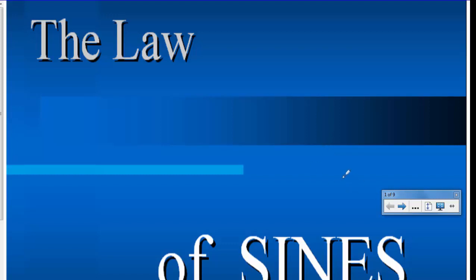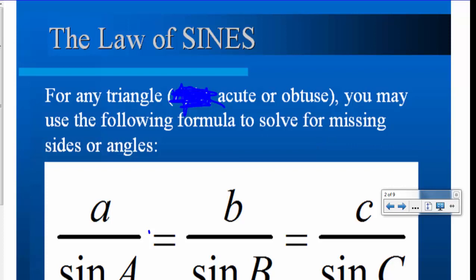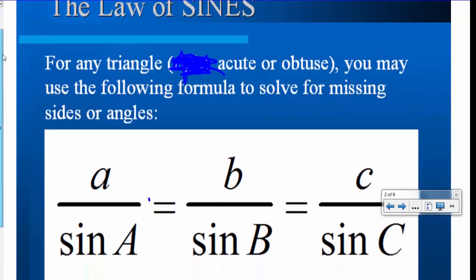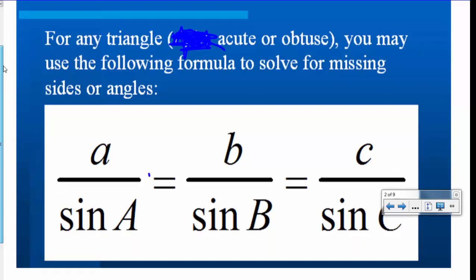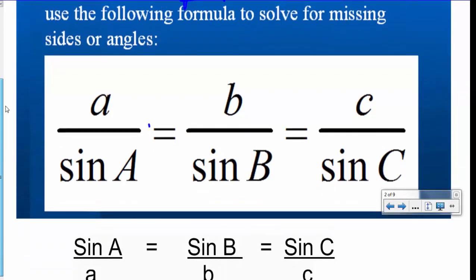Today's lesson is on the law of sines. We're going to learn how to find sides and angles in non-right triangles using the law of sines. The law of sines is a rule or formula that's used for any acute or obtuse triangle to solve for missing sides or missing angles.